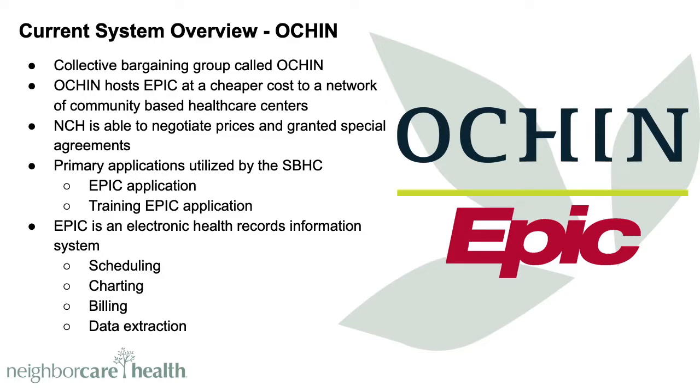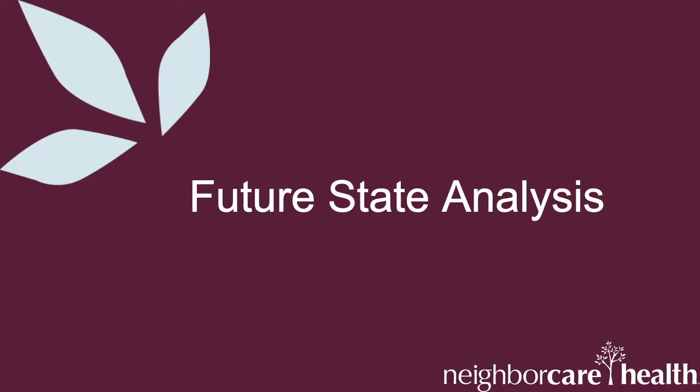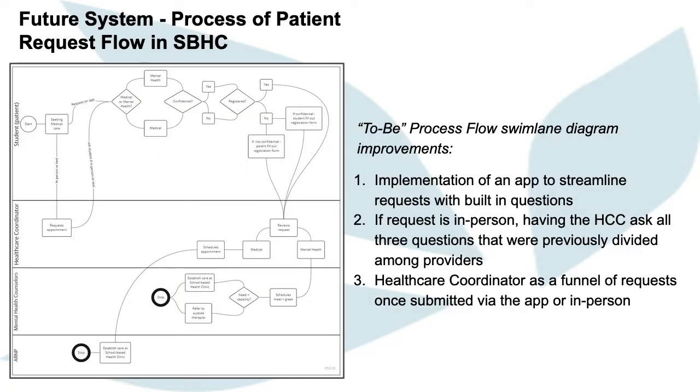So now looking at the future state analysis. First, coming back to the future system of the patient request flow process in the school-based health center. This to-be process flow has a few improvements from the last time. The first one is the implementation of an app to streamline requests with built-in questions so that the student is asked the 3 questions before the request is sent to the HCC. If the request is in person, then the process change here is having the HCC ask all 3 questions that were previously divided among providers.